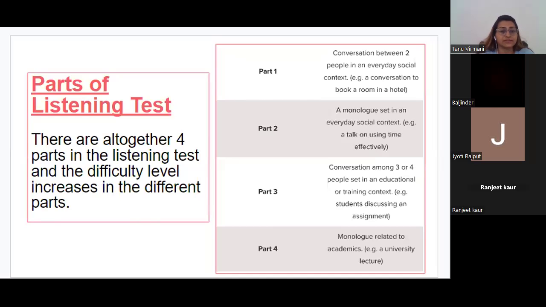Parts of your listening test. As I told you in the beginning, there are 4 parts to your listening test. Each section has 10 questions, a total of 40 questions in your listening module, and the difficulty level keeps increasing from section 1 to 2, then 3 and 4. Now, you should be familiar with what those parts are and what the audio is about. If you have that mindset that part 1 audio will be about this topic, it is easier for you, right?